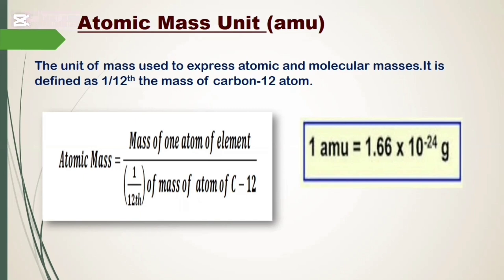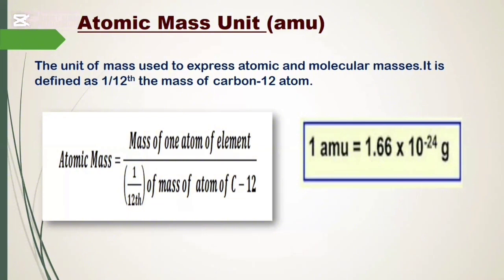I think you may have a question regarding the difference between this atomic mass unit and the relative atomic mass, because it seems like the same thing. You may think so, but it's not actually the same. The atomic mass unit has a specific unit. But the relative atomic mass is a ratio. It has no units. Let's take the same example, chlorine.